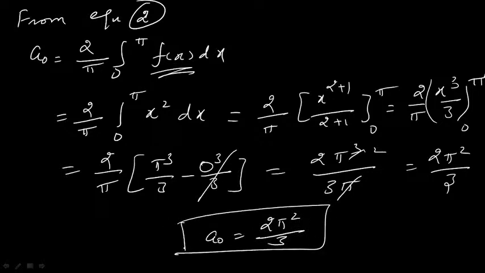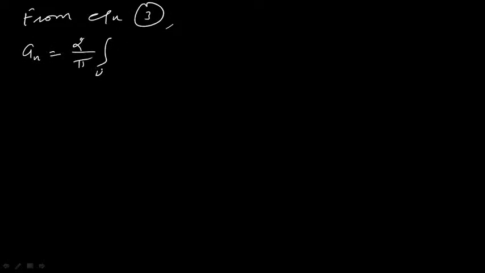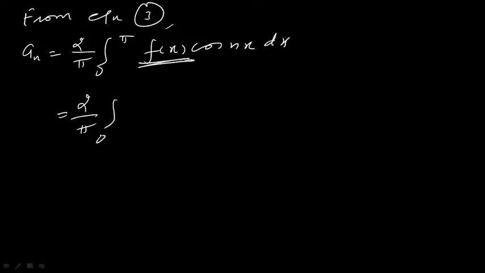So we calculated the value of a naught. Next we calculate the value of a n. For that we make use of equation 3. From equation 3, what is your a n? A n is equal to 2 by pi integral 0 to pi f of x cos nx dx. So replace the value of f of x by x square now. So 2 by pi integral 0 to pi x square cos nx dx. This is a product of two functions, so we make use of Bernoulli's formula to evaluate this integral.